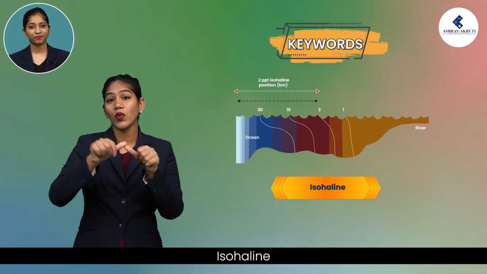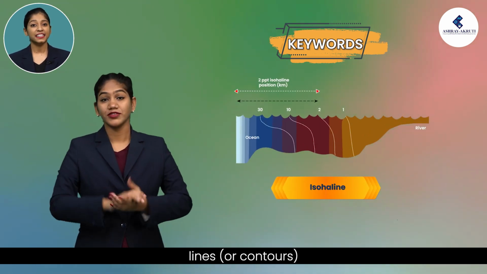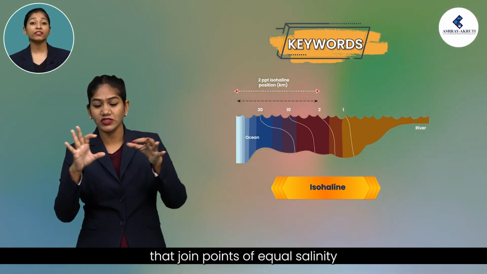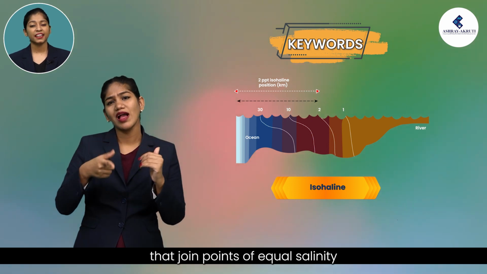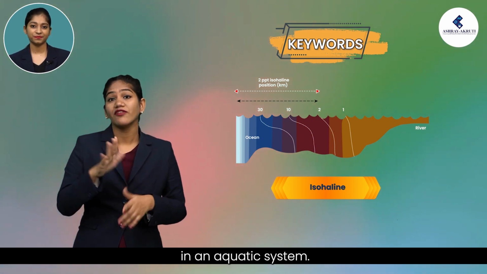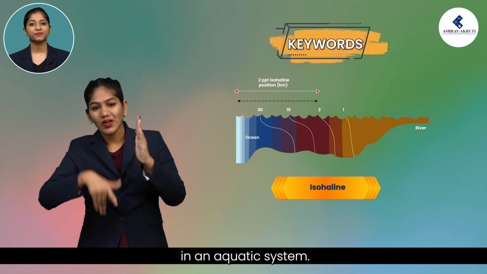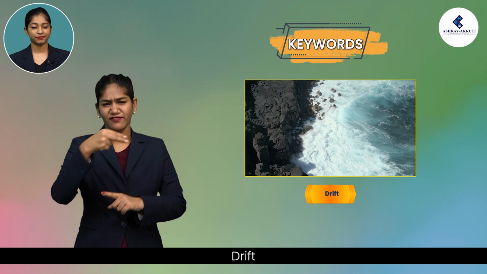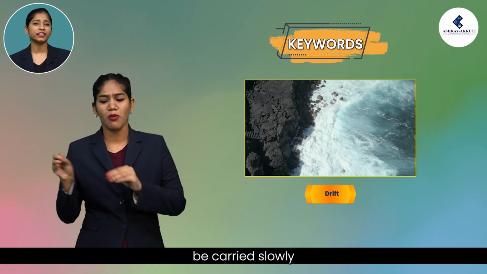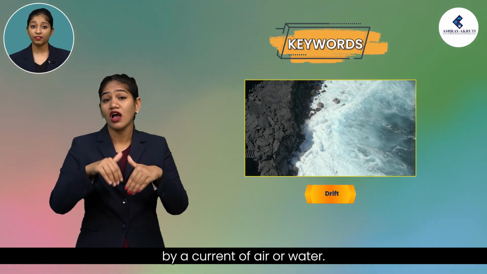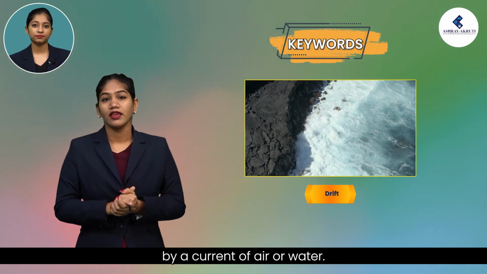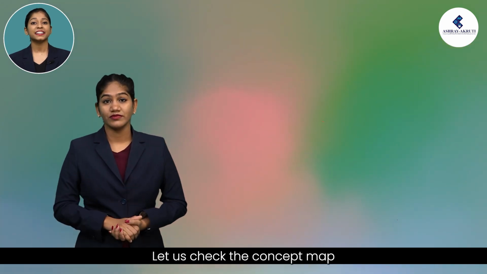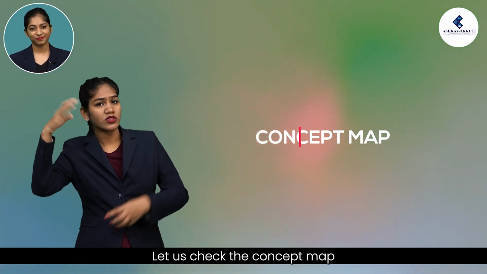Isoline: lines or contours joining points of equal salinity in an aquatic system. Drift: to be carried slowly by a current of air or water. Let us check the concept map.